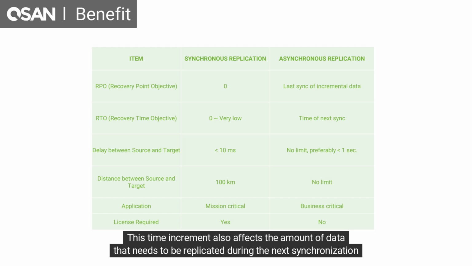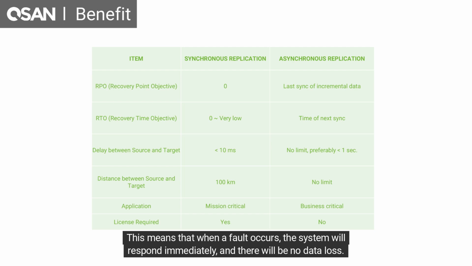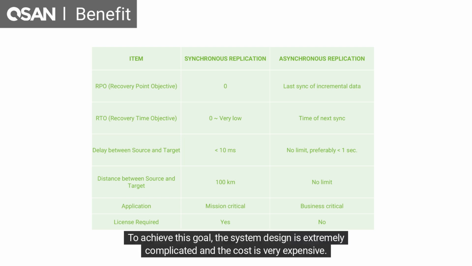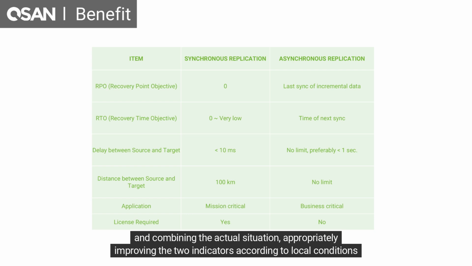This time increment also affects the amount of data that needs to be replicated during the next synchronization and the amount of potential data loss in the event of a disaster. Of course, the perfect solution is that both RTO and RPO are 0. This means that when a fault occurs, the system will respond immediately and there will be no data loss. To achieve this goal, the system design is extremely complicated and the cost is very expensive. So one should avoid falling into the vicious circle of simply pursuing the improvement of the two indicators, and instead combine them with the actual situation. Appropriately improving the two indicators according to local conditions is the right way.